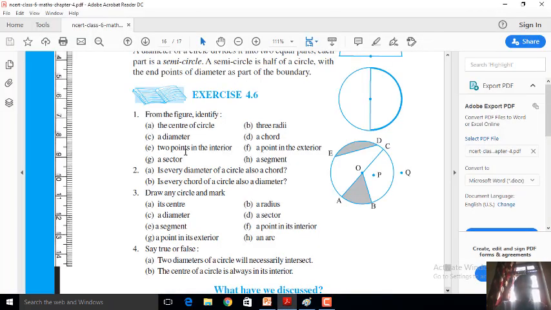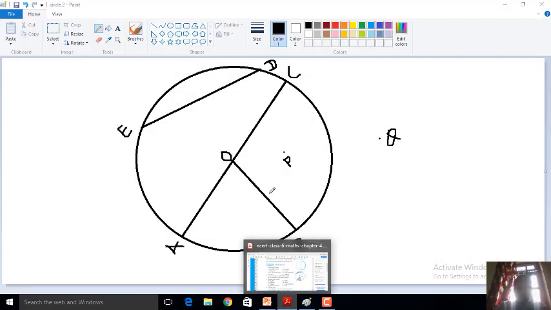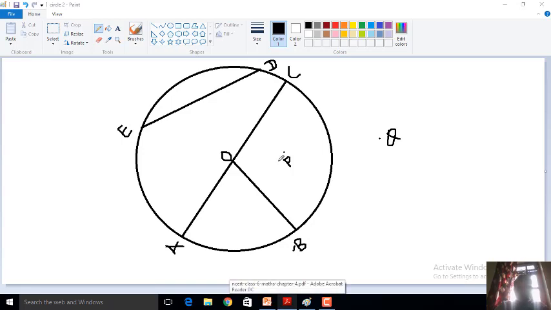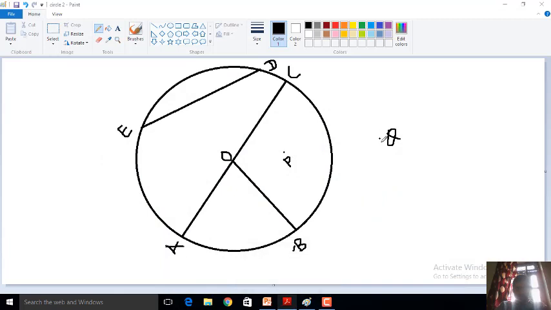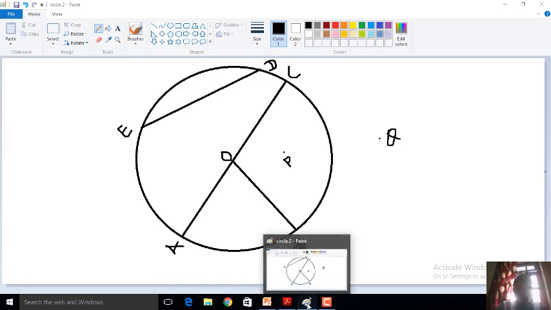Now thereafter we have to identify 2 points in the interior of the circle. So point O and point P are 2 points that are in the interior of the circle. Now move to the next part of the question: a point on the exterior. Here the point Q is exterior of the circle. So you can say that point Q lies exterior to the circle.